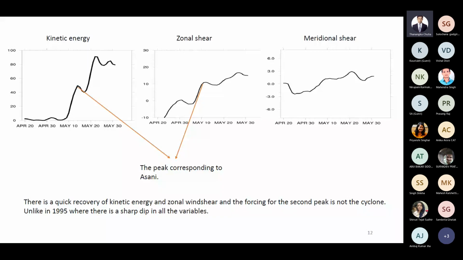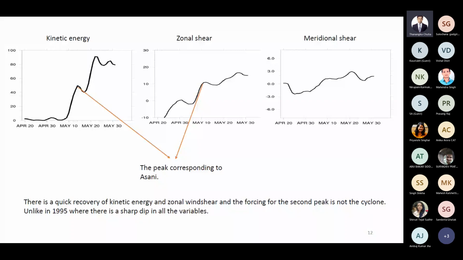Yeah, one thing common is there is a peak corresponding to the Asani cyclone, on cyclone in the Bay of Bengal, and then kinetic energy. You can note that this decrease is not as far as it was in the case of 95 degrees. And then something happened, and again the kinetic energy rises up. And if you look at here, this rise starts post May 20th, and the same is the case with the zonal shear.